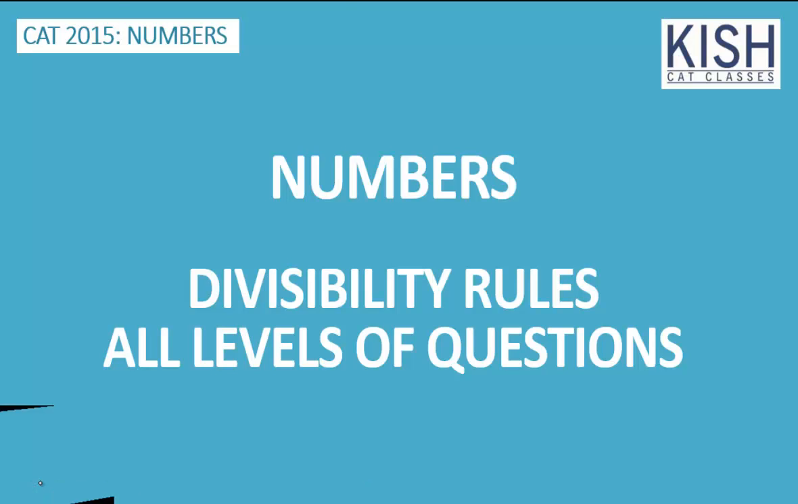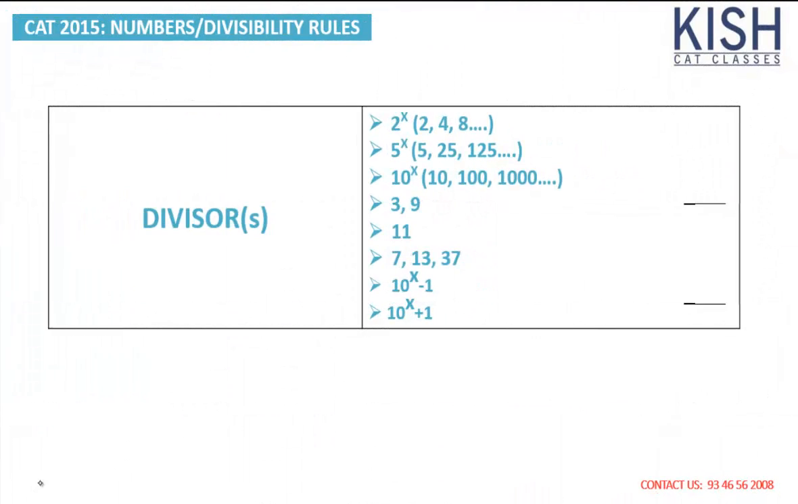So in the previous videos, I've taken these divisors and I've explained clearly how to apply them, how to find the remainders when you use these divisors. That is 2 power x, 5 power x, 10 power x format, 3, 9, 11, 7, 13, 37. And the final ones are 10 power x minus 1 and 10 power x plus 1. Let's solve question number 1.